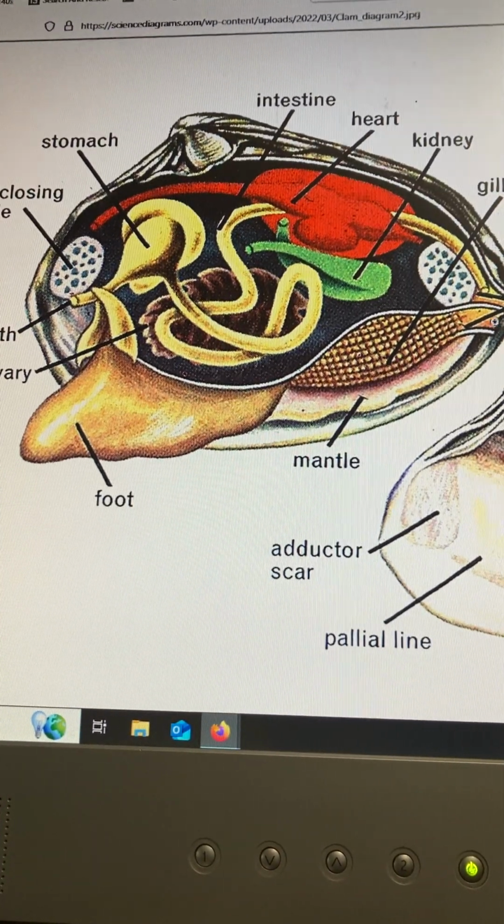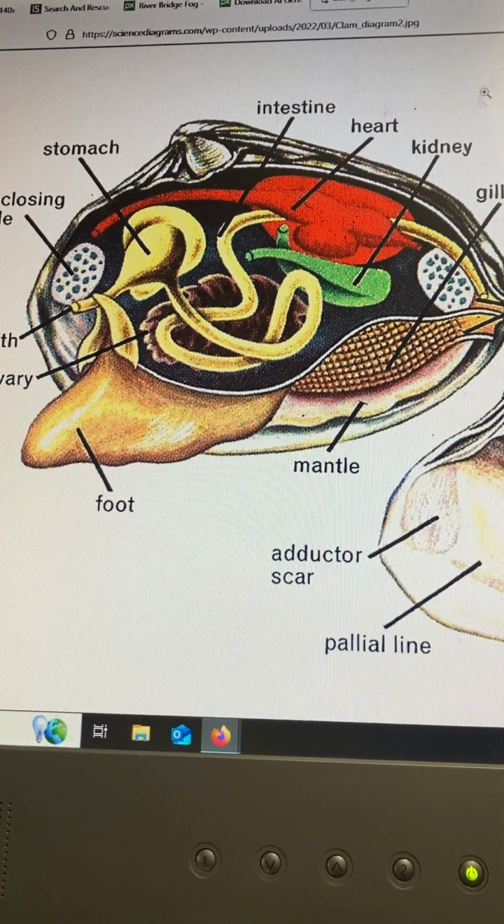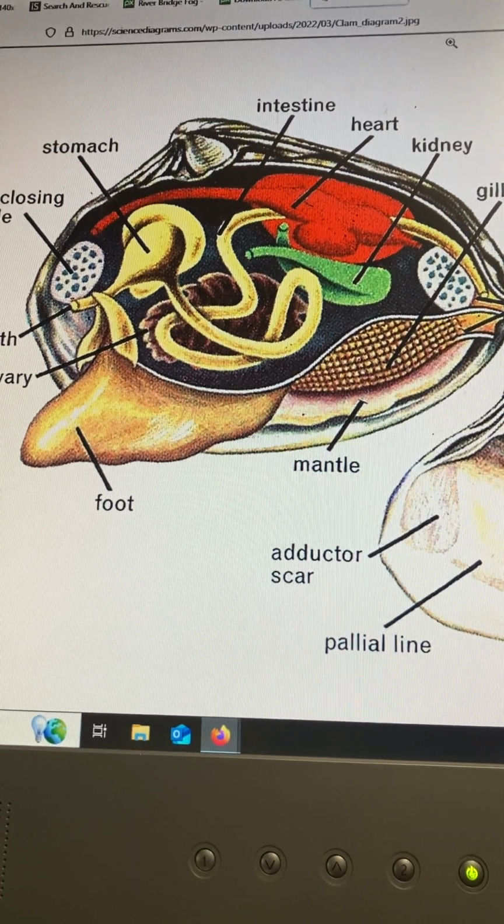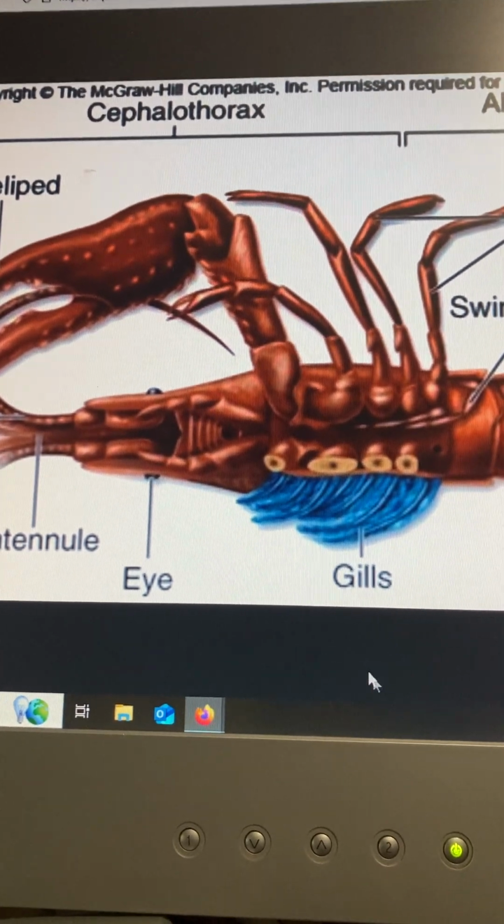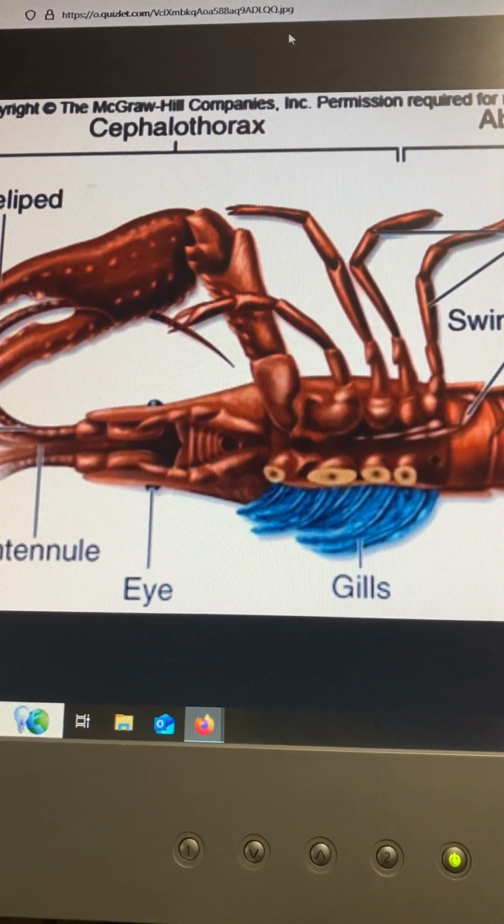Clams, shellfish, they draw the water in, it goes through the gills, and as you can see here, it's gills, and goes out with some amount of CO2 in it. And this is true of lobsters as well. They have gills. Essentially every creature has these.